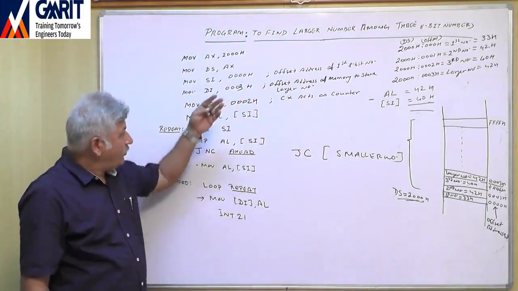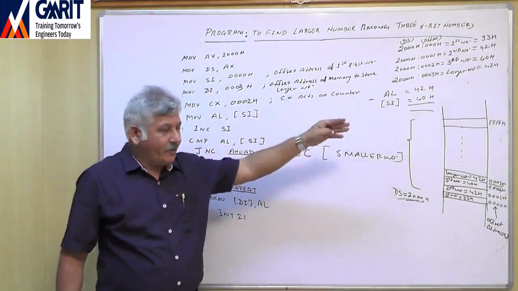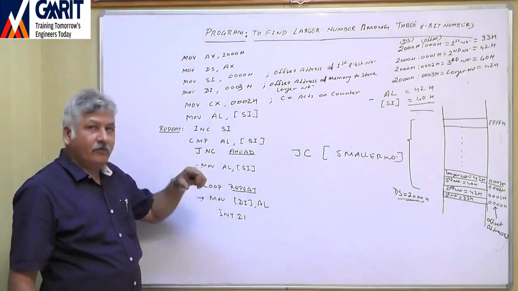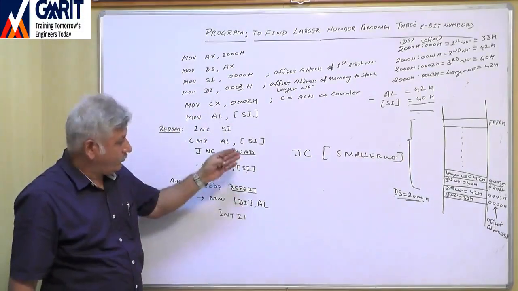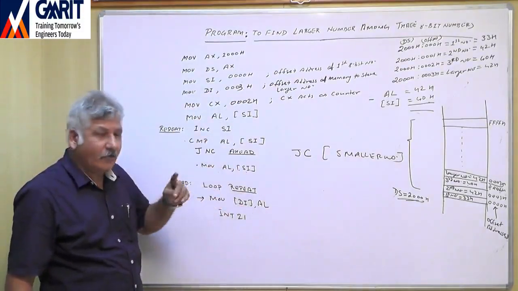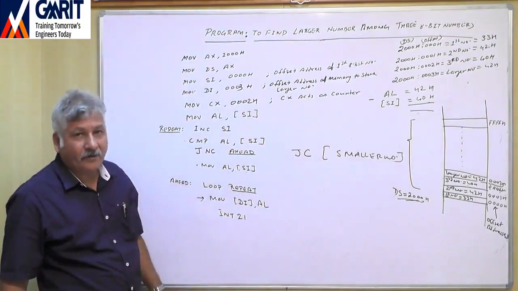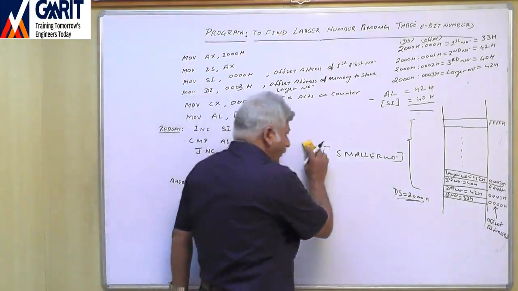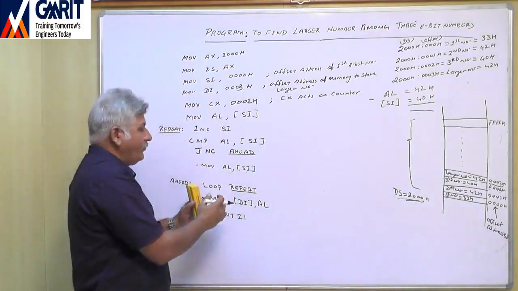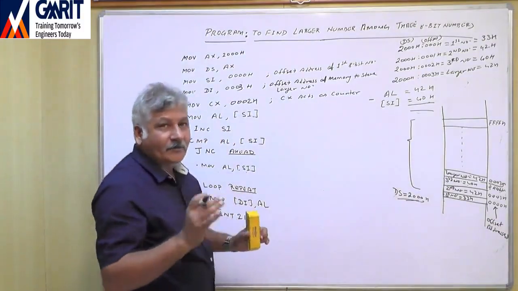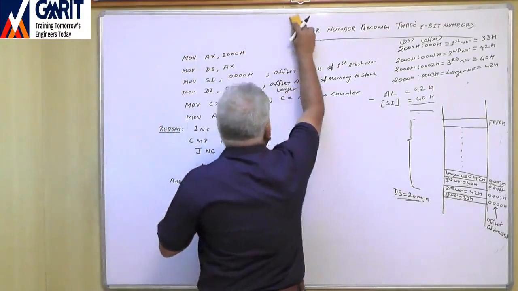So you try to take 3 numbers, same 3 numbers, right? And in place of JNC, now you use JC, right? Then one by one, step by step, you execute the instruction. Then you will find that you will get the smaller number at that particular memory location, right? So you try that. Now I will write the same program by using directives, right?